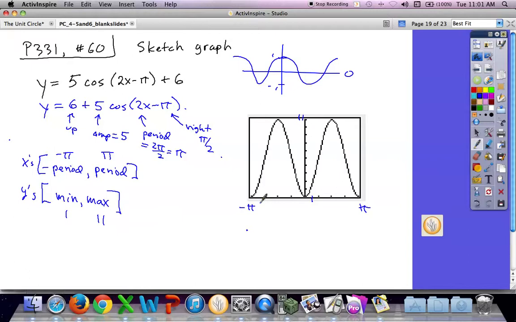So make sure you've got these labeled. Otherwise, you've added nothing, right? If you haven't at least put in the scale on the x-axis and the scale on the y-axis.